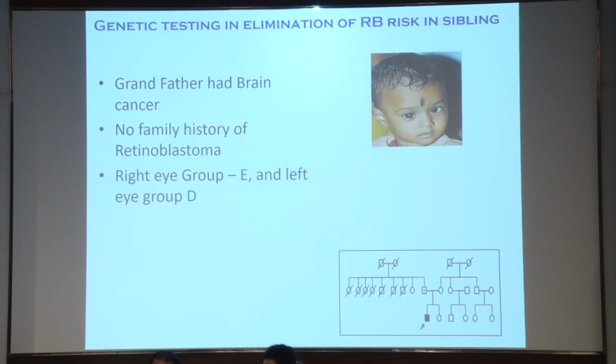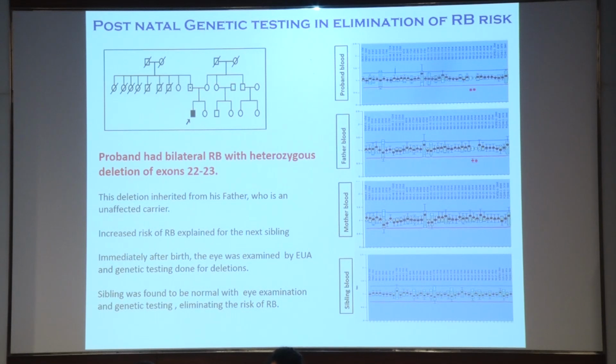Now, in this patient, the grandfather had a brain cancer. There was a history of some cancer in the family, and there were generations which are affected. So here the history goes thus. The proband had a bilateral RB, and this particular deletion, you don't have to go into that aspect, was inherited from his father, who again is an unaffected carrier. Now, we explained the risk of RB in the next sibling. Immediately after the birth, the child was brought in, and fortunately in this case, the next sibling was found to be normal.